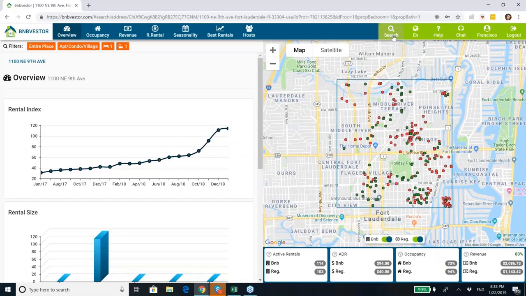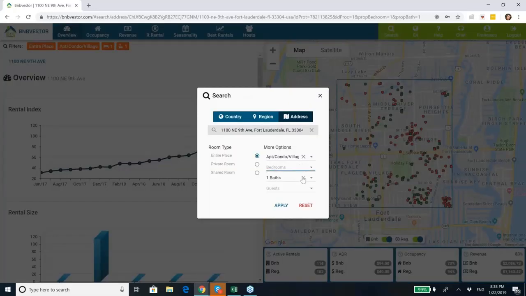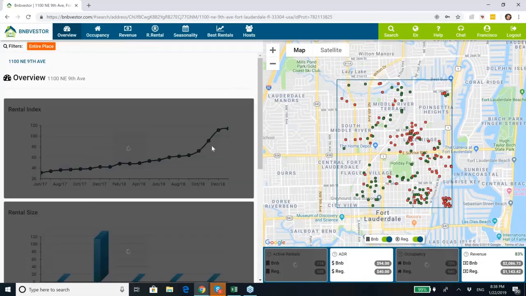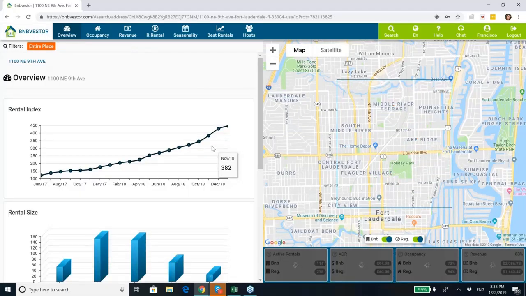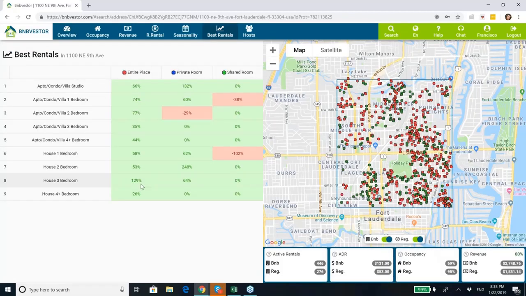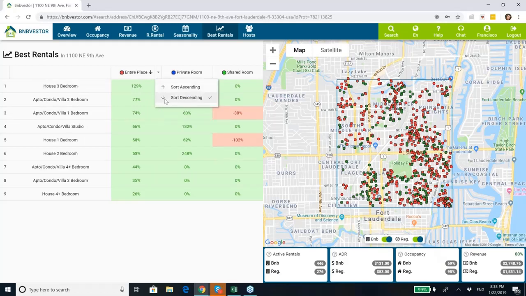If we select here and we go by any, apply again, and check the best rentals, you can see that the best rental in the area is a house of 3 bedrooms, and apartments of 2 bedrooms are also very good. One of the things you can do is actually sort it, and it will tell you. Apartments of 1 bedroom are also good in this area.